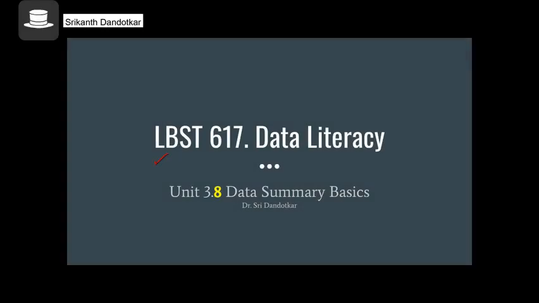Hi, welcome back. In this unit 3, we cover topics from three chapters: chapters 8, 9, and 10. In chapter 8, meaning unit 3.8, we'll talk about some basics of data summary. Let's get started.